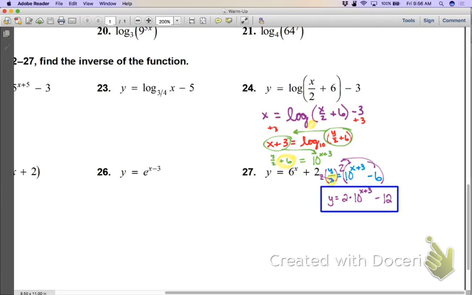So it's going to be 2 times 10 to the x plus 3 minus 12. The 2 and the 6, or the negative 6, whatever you want to call it, that's okay. We can distribute and we can multiply that. But since our 10 and our 2 have 2 different bases, we can't combine those. We just have to put the 2 out in front.